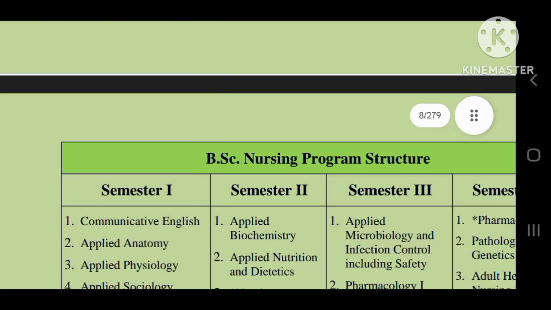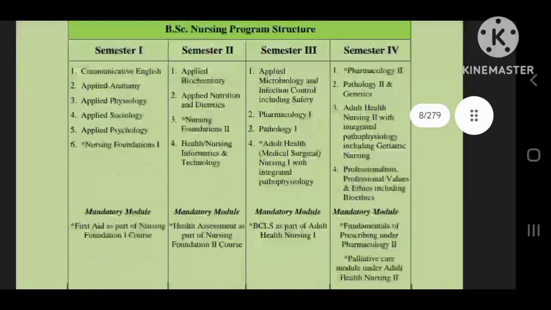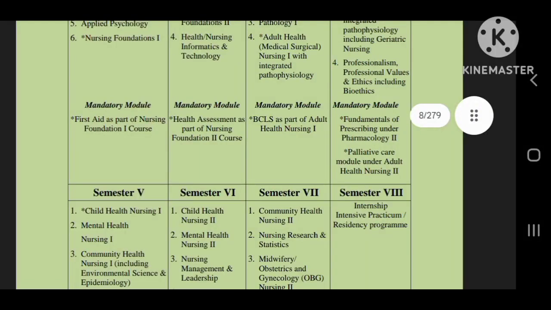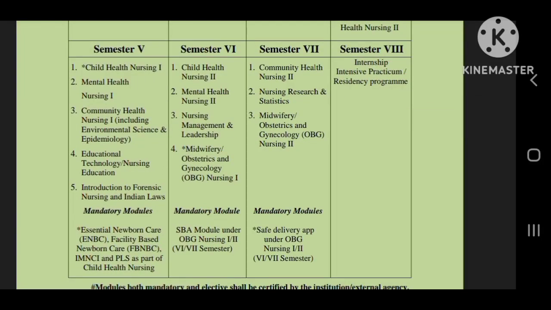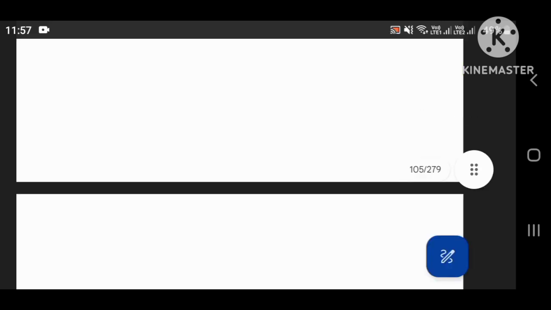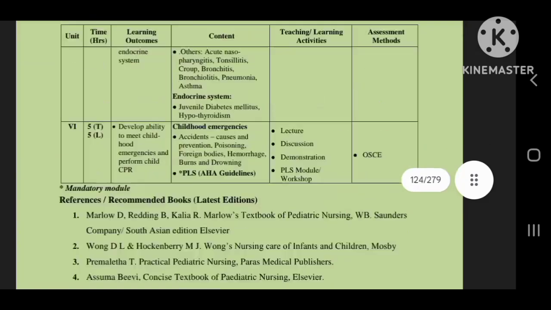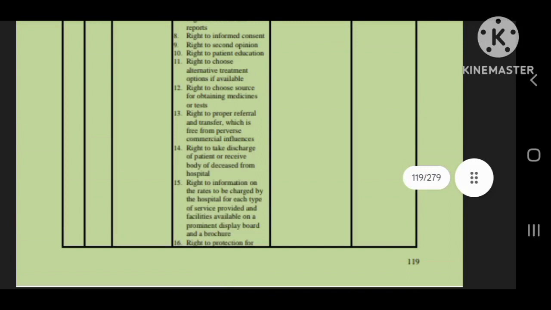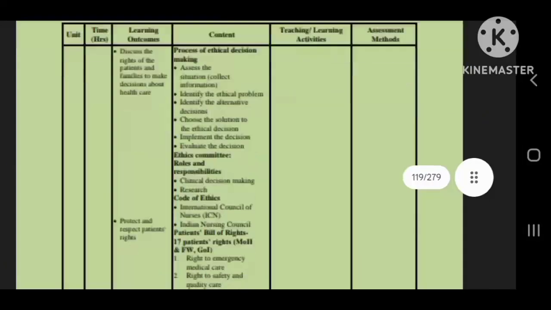Now let us see in details about the fifth semester subject. You have child health nursing, mental health nursing 1, community health nursing including environmental science, epidemiology, education technology, nursing education, introduction to forensic nursing and Indian laws. And there is a mandatory module you are supposed to complete, that is IMNCI, and for child health nursing you have mandatory modules to complete.